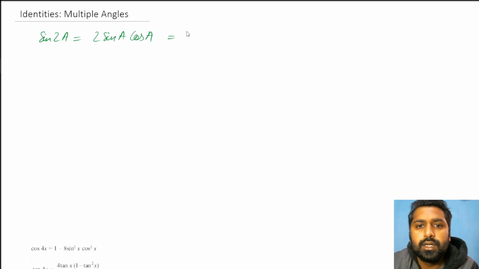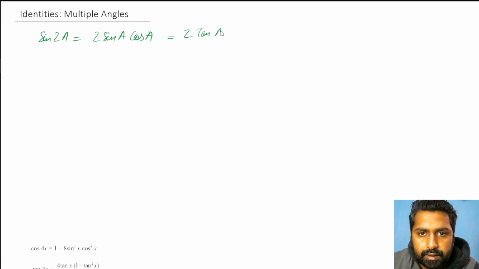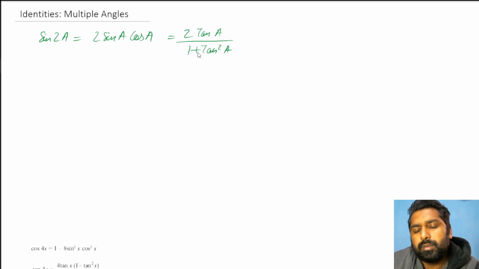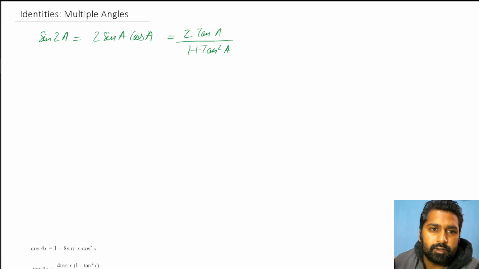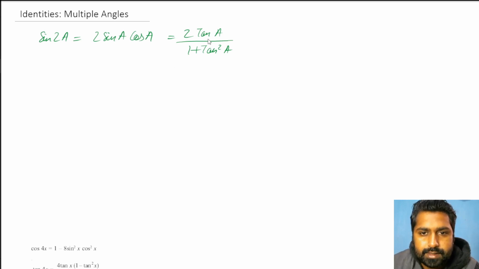One more variation is 2 tan a upon 1 plus tan square a. Now this variation may not be that useful right now, but again I told you that some variations are important. This will be very helpful in inverse trigo, and also when it comes to integration. So learn this.